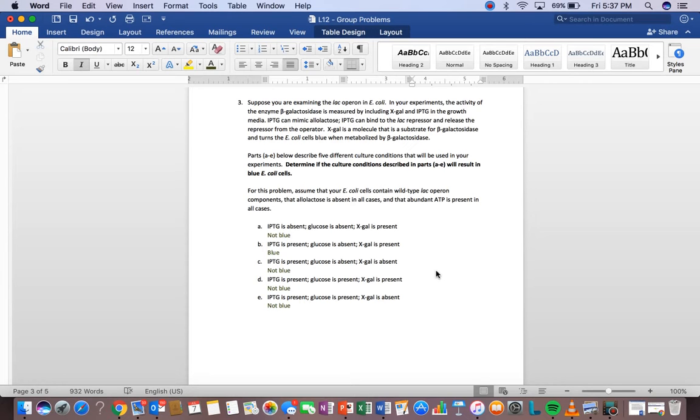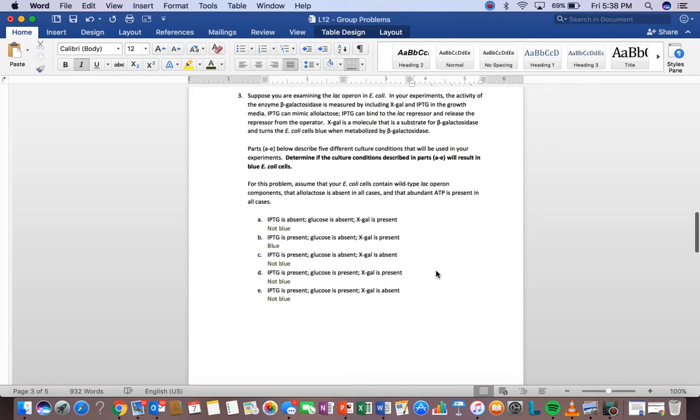Okay, so for part A, it says that IPTG is absent. We automatically know that it's not going to transcribe anything, so we can assume that it's not going to be blue. A little more information though, the X-gal, what that does is essentially if anything is transcribed, the beta-galactosidase will react with the X-gal to form blue E. coli cells. So with that information, we know that if X-gal is present, the cell can be blue.